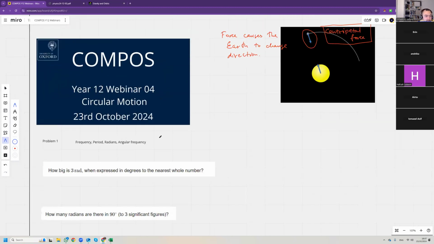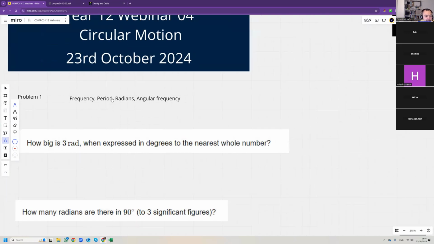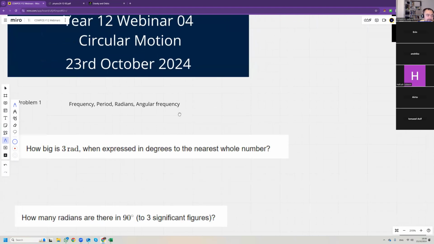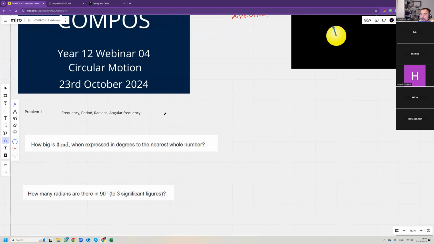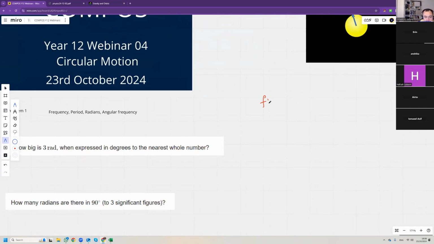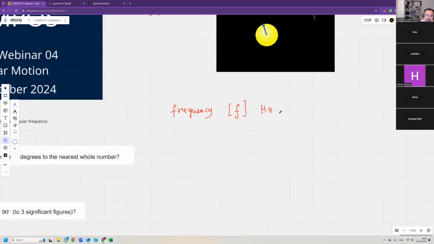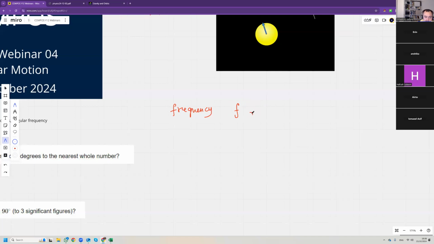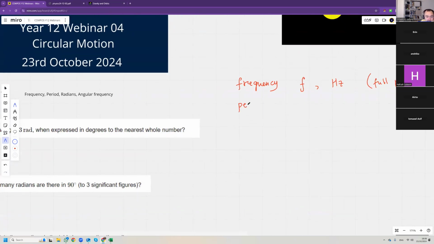The first thing I want to talk about is frequency, period, radians, and angular frequency. So frequency is very simple. It's simply the number of revolutions per second. The symbol is f. It's measured in hertz, and that is full rotations per second. Now, period, capital T, is measured in seconds and is the time for a full rotation.